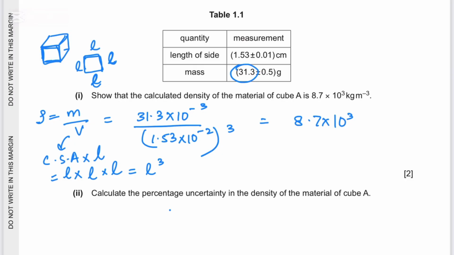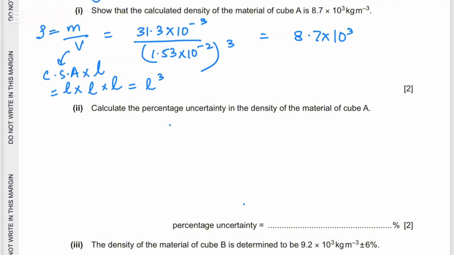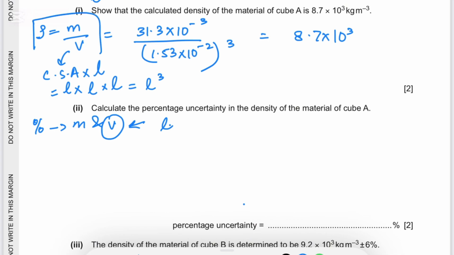Calculate the percentage uncertainty in the density of the material of cube A. The percentage uncertainty of density depends on the percentage uncertainty of mass and volume. Now these values are provided in the question. Although you're not provided directly with the percentage uncertainty of volume, you can find that using the percentage uncertainty of length. Whenever two variables are multiplied or divided, like they are in this case to find the density, you add up their percentage uncertainties to find the resulting percentage uncertainty.